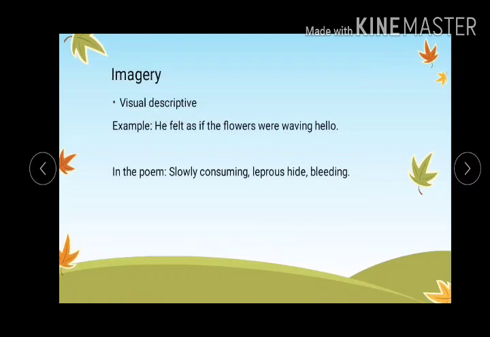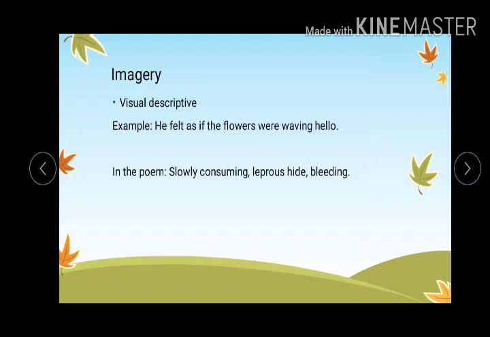So now we can go to the very last poetic device that is used in the poem, and that is nothing but imagery. Now what is imagery? It is a visual descriptive. What do you mean by a visual descriptive? It only means that something or a picture is described in such a way that you are almost able to see that picture yourself, or you are able to see the picture in your mind.